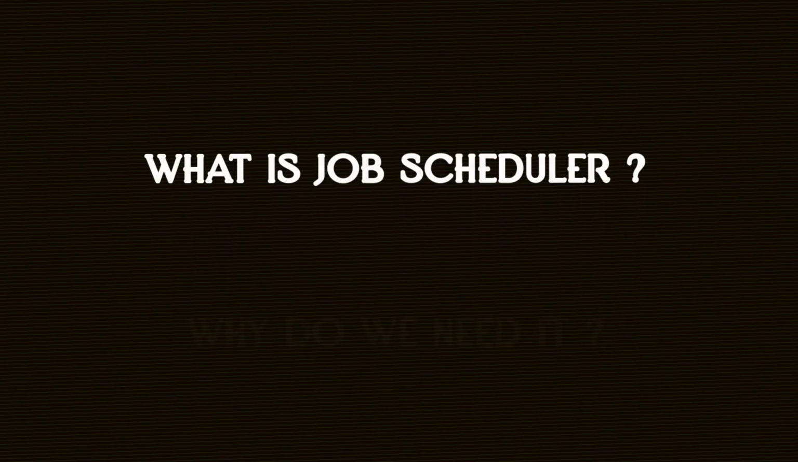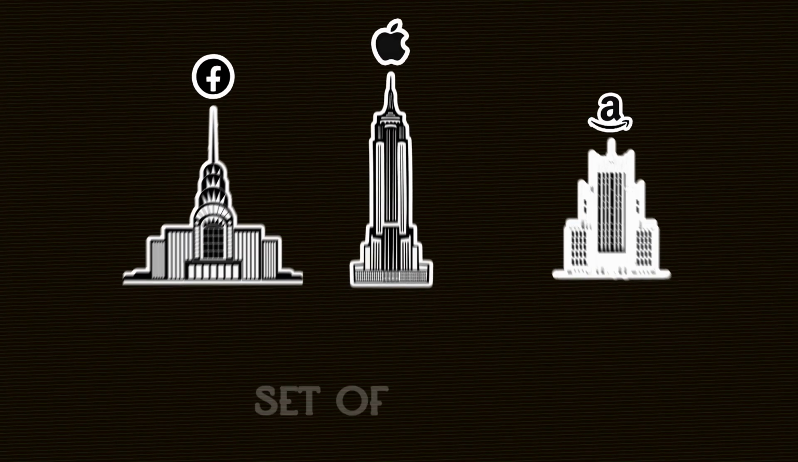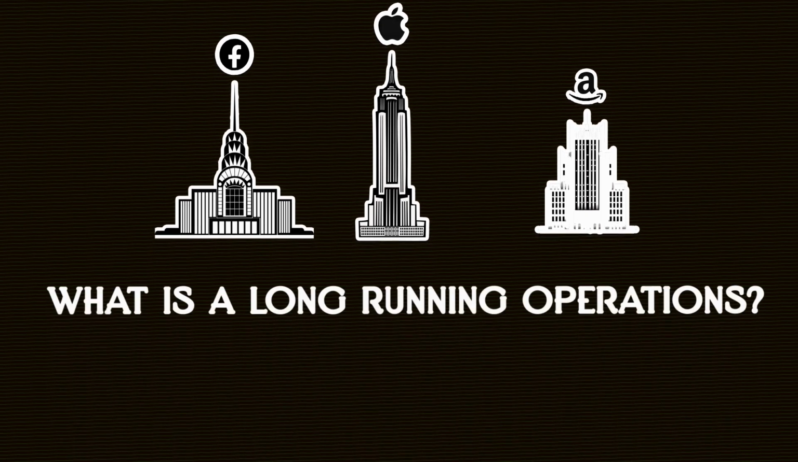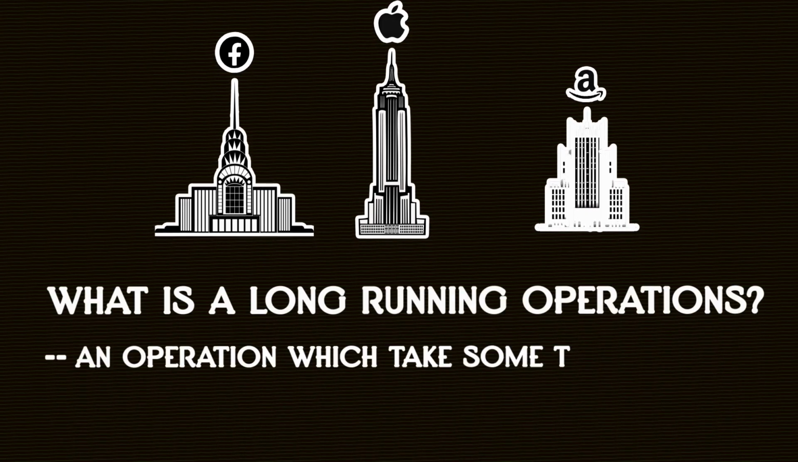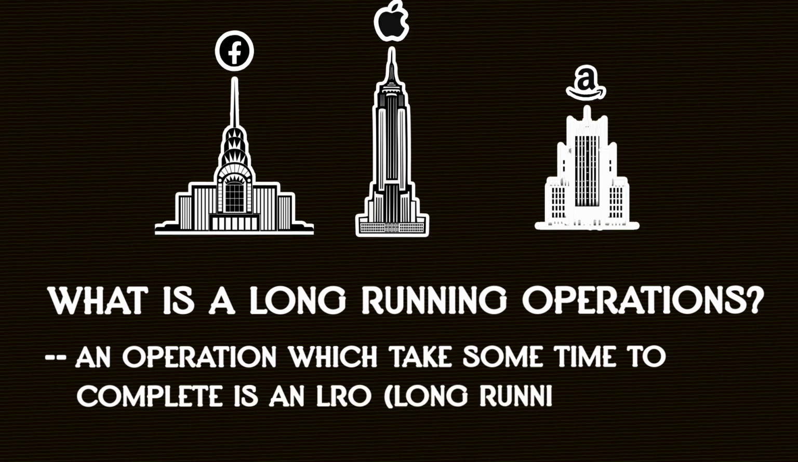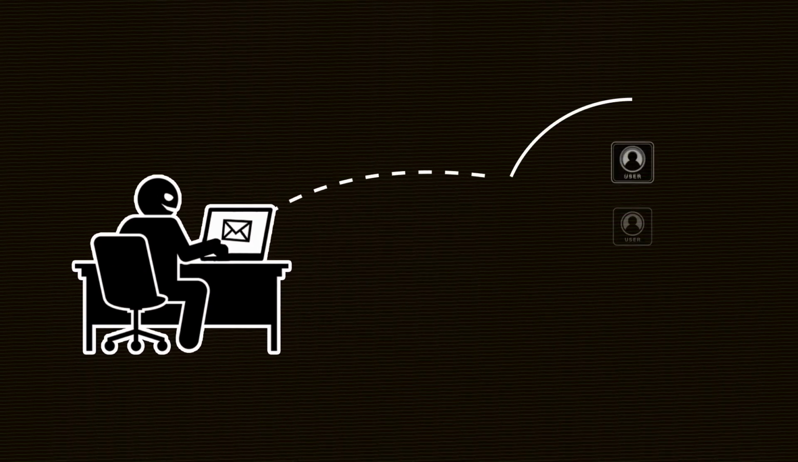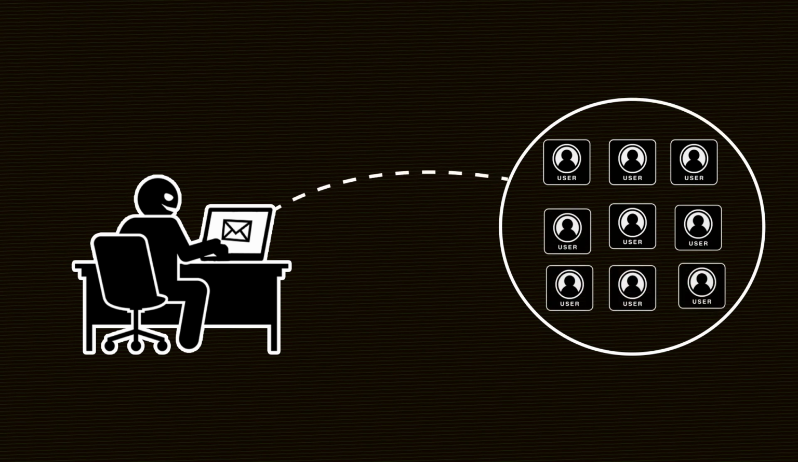First of all, I will explain what a job scheduler is and why we need it. In different companies you can have a set of long running operations. What is a long running operation? An operation which takes some time to complete is an LRO. For example, sending emails to hundreds of different users based on some different parameters, or sending notifications to a set of users, or simply doing a code push and waiting for that code to be compiled, tested, etc.